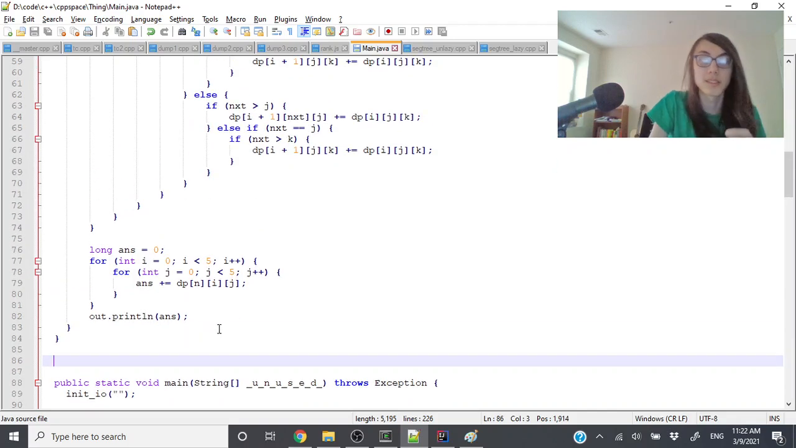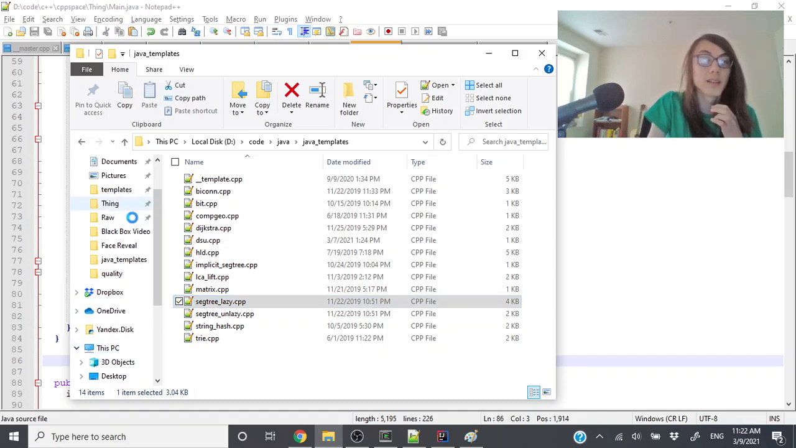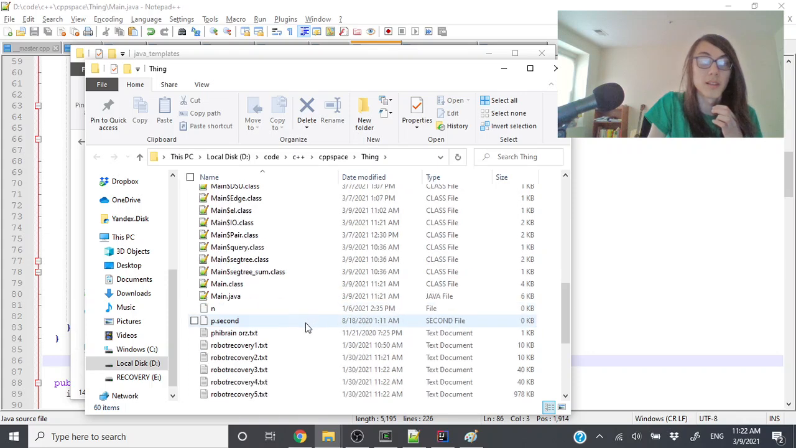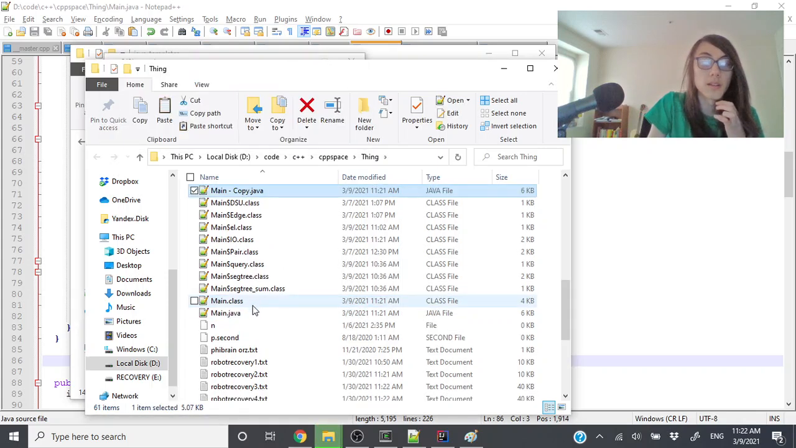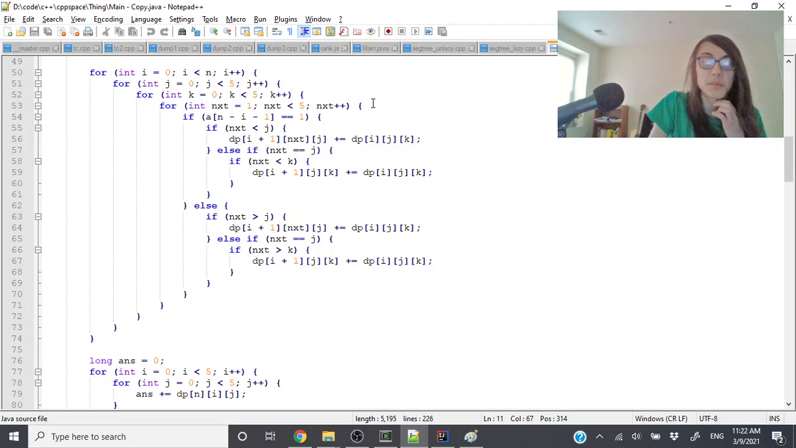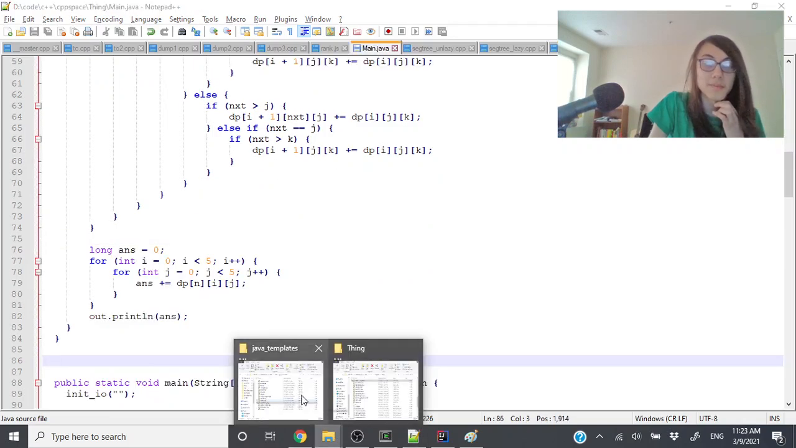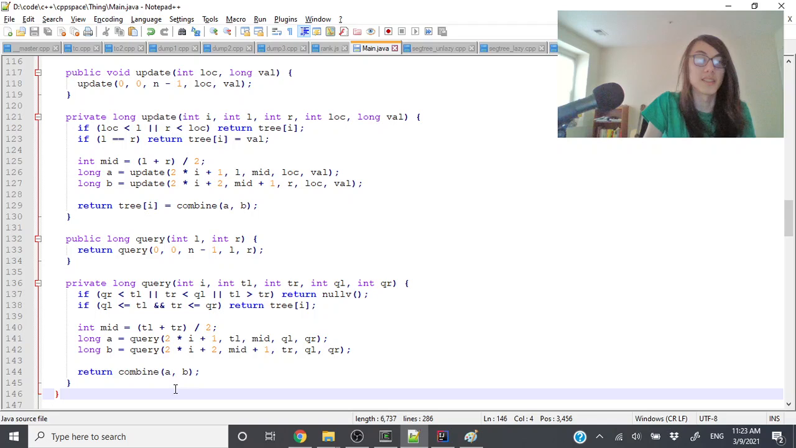And I'm going to save this in another file, just in case. Open a new window. Main.java. Okay, perfect. Now we're going to do some segment tree stuff. So we don't need a lazy segment tree, which is cool.